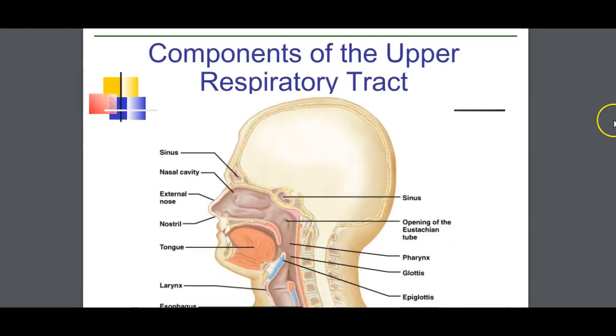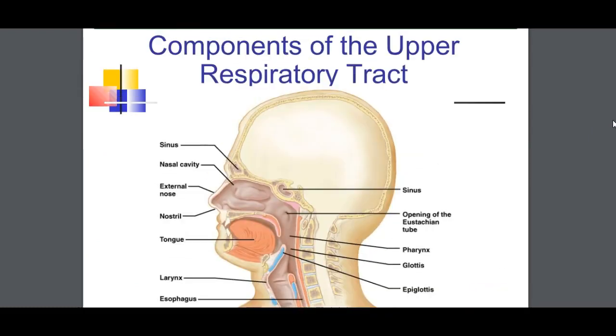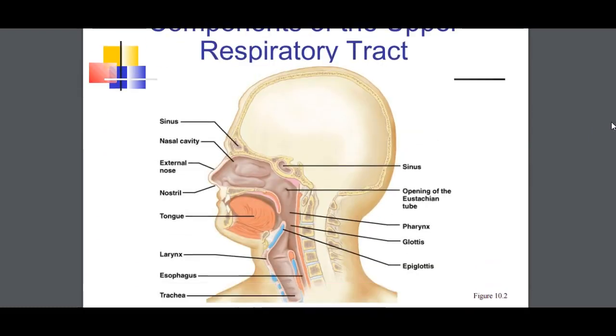What are the components of the upper respiratory tract? It's everything that we just listed. And it includes your sinuses, your nasal cavity, your external nose, your nostril, your tongue, your larynx, esophagus, your trachea, your epiglottis, your glottis, pharynx, and opening of the eustachian tube, and your sinuses.